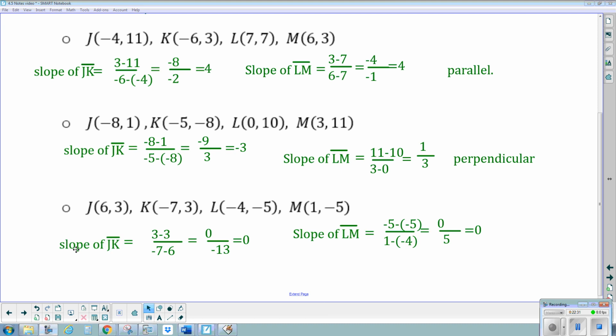And then in our last example, you can see the slope of JK is equal to 0, and the slope of LM is equal to 0. Therefore, these two lines are parallel. They have the same slope. They're both horizontal lines.